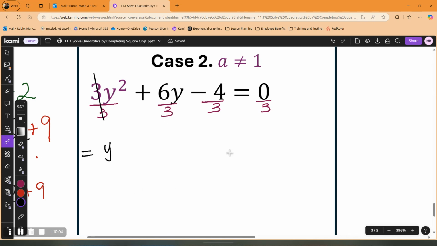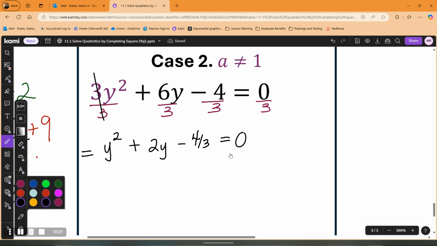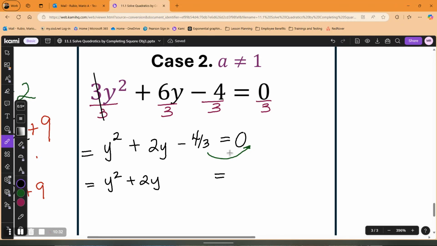You're going to have y squared plus 6 divided by 3 is 2y minus 4/3 equals 0. 0 divided by anything is 0. Now we're at a point that we can start with step number 2, which is, remember, isolate the variable. Okay, I just moved this 4/3 to the other side.